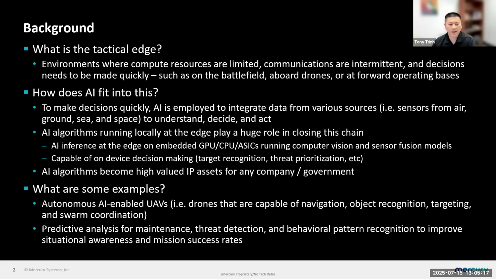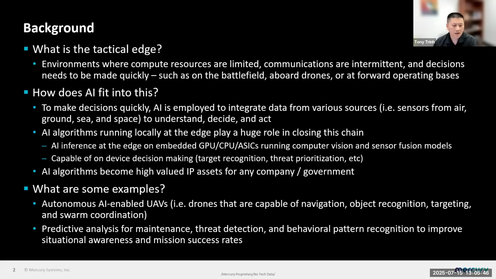So this is, in my mind, the challenge that we have in front of us. When we look at the tactical edge, what we mean by the tactical edge in this slide is describing what that means. It's an area where you have an environment where compute resources are very limited, communications are intermittent, and decisions need to be made very quickly, such as on a battlefield aboard drones or forward operating bases. So how does AI fit into this?